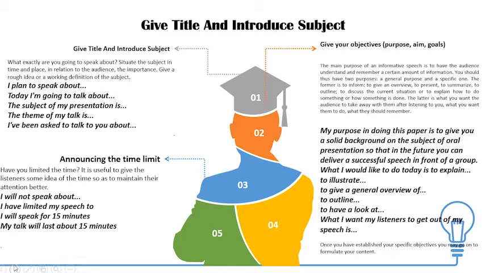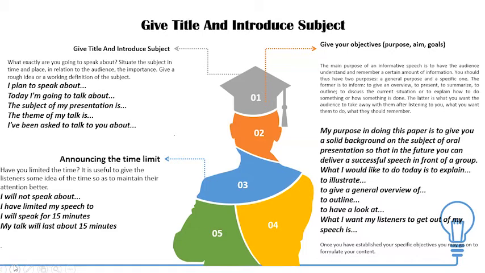And then the second one is announcing the time limit. This is very important too. You ask yourself, have you limited the time? It is useful to give the listeners some idea of the time so as to maintain their attention better. You could use the words, "I will not speak about blah, blah, blah," or "I have limited my speech to," or "I will speak for about 15 minutes," or "My talk will last about 15 minutes." So we could announce the time limit of our presentation.